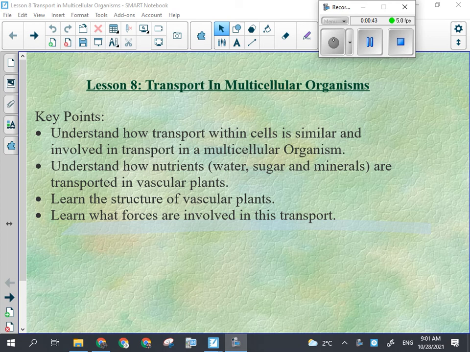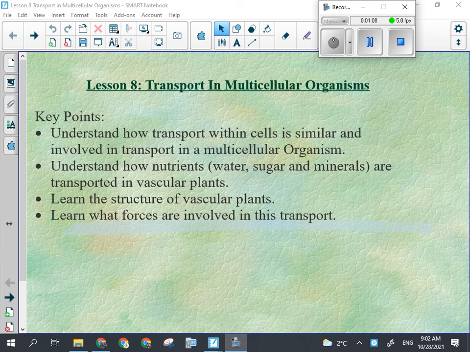All right, so what we're looking at here, lesson 8, transport in multicellular organisms. Instead of looking at transport within a cell, we're going to look at how some of those same processes, namely osmosis, but also a little bit about diffusion, are used to transport materials on a larger scale in a multicellular organism.